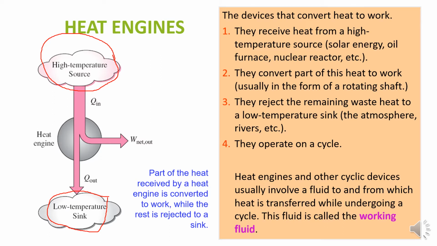The device that converts heat to work receives heat from the high temperature reservoir. For example, they receive it from solar energy, an oil furnace, a nuclear reactor, etc. Then they convert part of the heat to work, usually in the form of a rotating shaft. And then they reject the remaining heat, also called waste heat, to the low temperature sink, which will be the atmosphere, a river, etc.